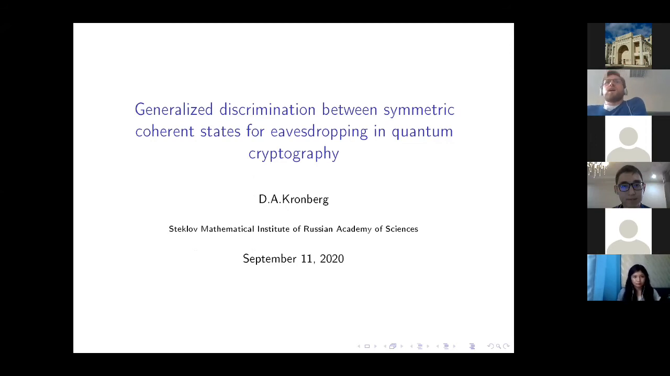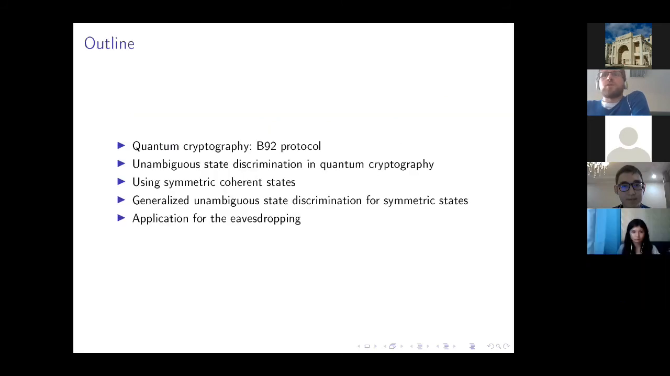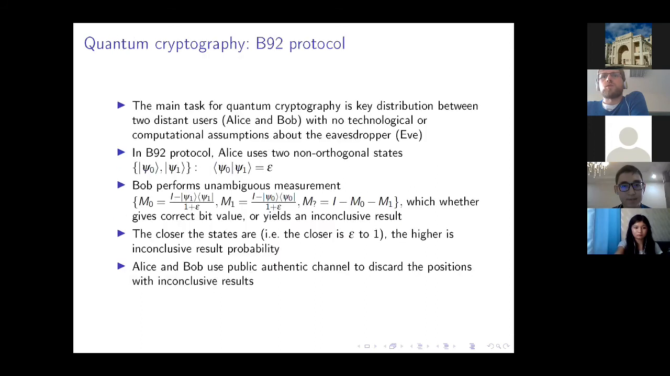Thank you. I'm going to tell you about some generalization of discrimination of symmetric coherent states and how we can apply this for eavesdropping in quantum cryptography. It is one of the possible applications, but actually I like eavesdropping, so that is what I selected as an application for this transformation. First, I will tell you a little bit about quantum cryptography and remind you about the B92 protocol. Then I will tell about unambiguous state discrimination and how it works in quantum cryptography, why it is effective for the eavesdropper. And then about using symmetric coherent states as a countermeasure against the unambiguous state discrimination attack. Then I will tell you about generalized unambiguous state discrimination, which I propose. And then a couple of words about the application for eavesdropping in quantum cryptography.